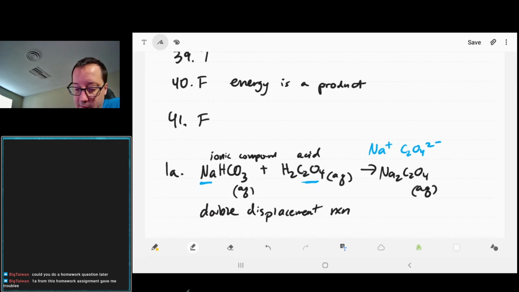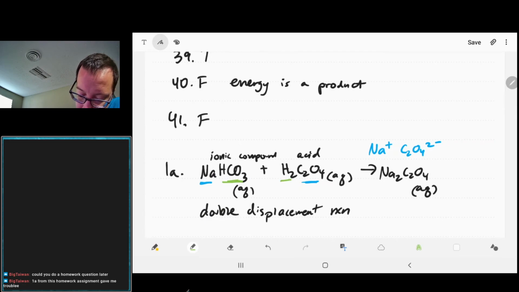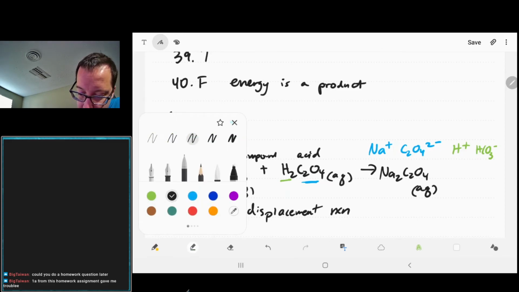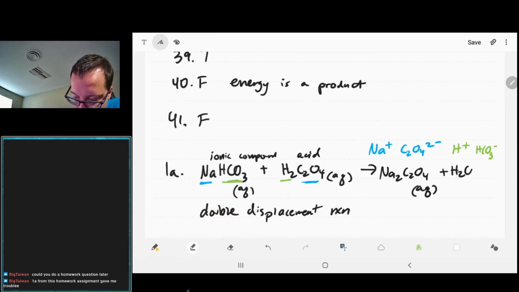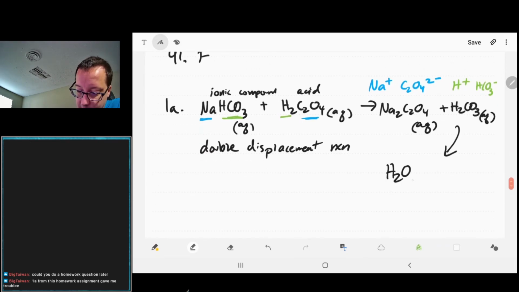All right, the other one, we have H plus and HCO3 minus. Remember, acids give H plus, right? For now, that gives us carbonic acid. But remember that carbonic acid is one of our special ones. That's going to break into water and CO2. But let's hold off on that.